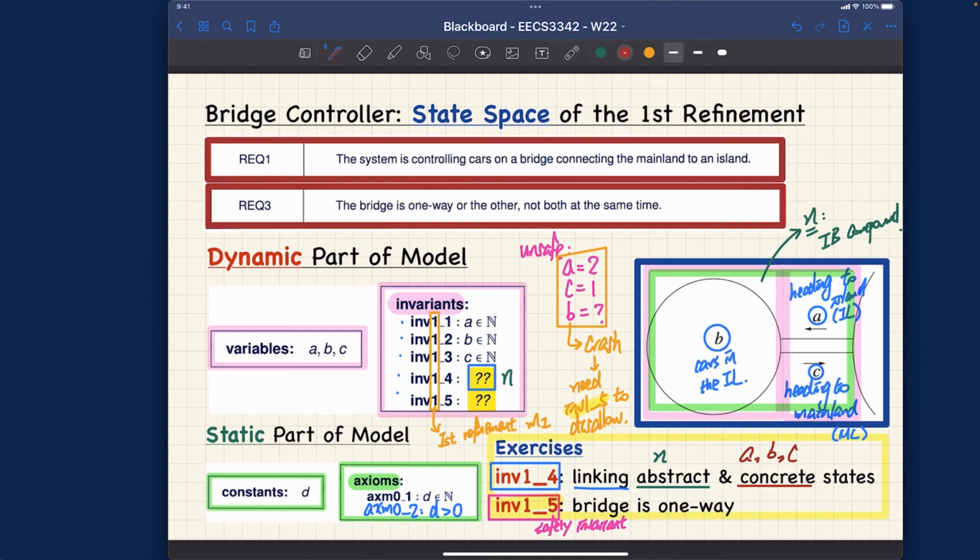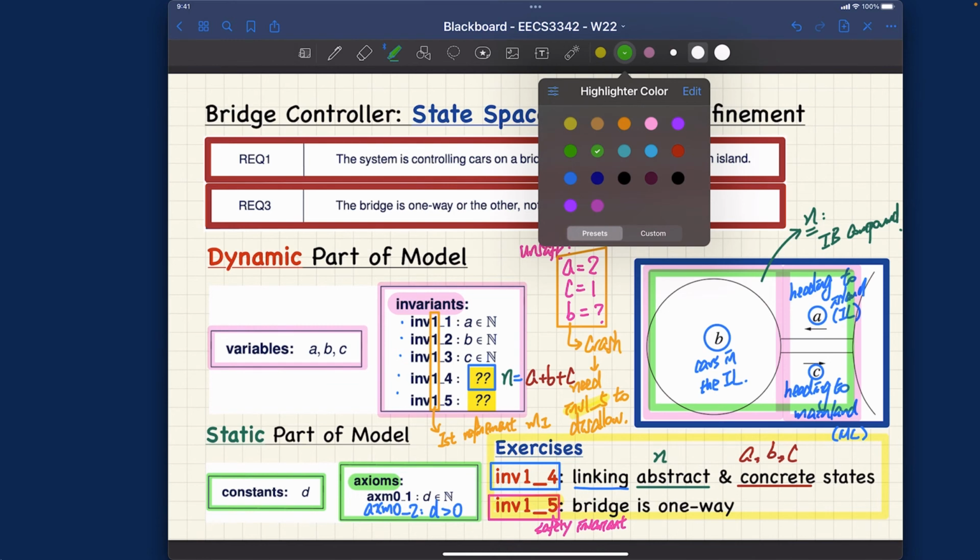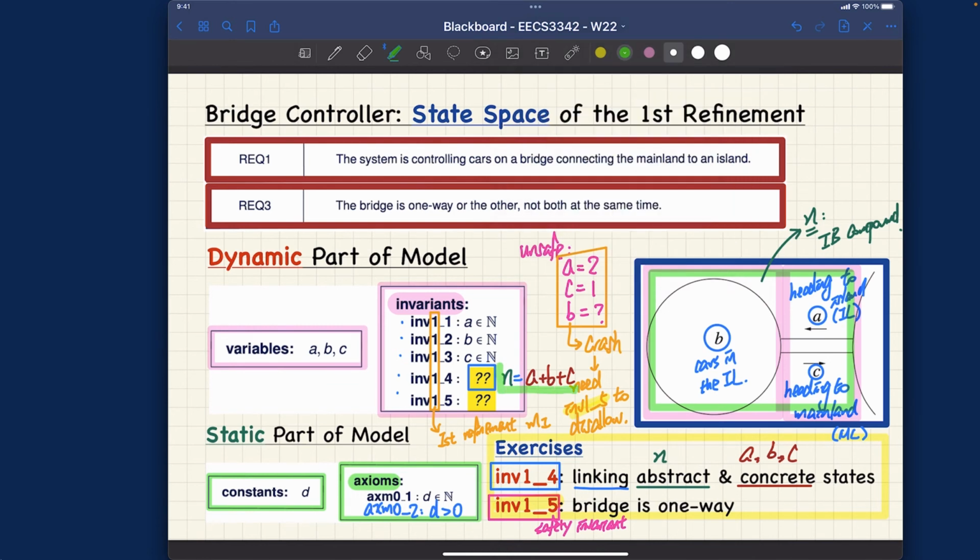It is so important for you to see this. Let me write it down. It's equal to A plus B plus C. So this is the final answer. This is the answer for invariant number 4, and you will see the correct answer in the later notes. So again, let me annotate this properly.